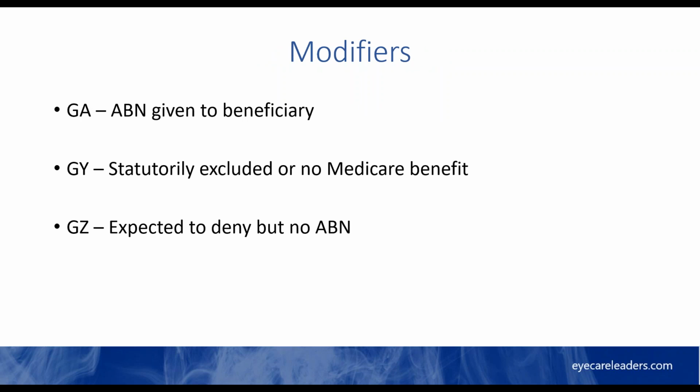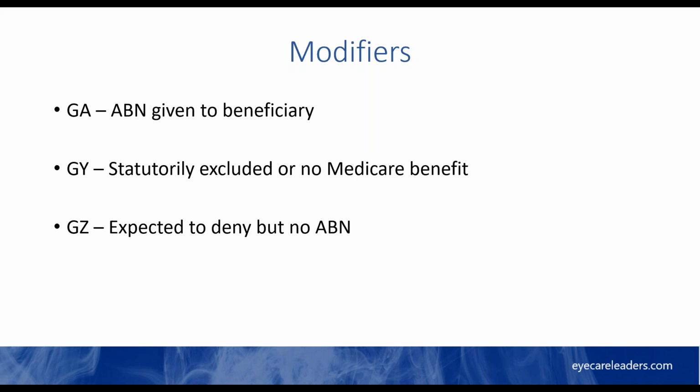There are modifiers which apply to ABNs as well. The GA modifier should be used when an item or service is expected to be denied as not reasonable and necessary, and an advanced beneficiary notice (ABN) was given to the beneficiary. So for example, after having a patient sign an ABN, you furnish the service covered by Medicare that is likely to be denied as not medically necessary by Medicare. In this situation, where coverage may be limited to certain diagnosis, an ABN would be required.